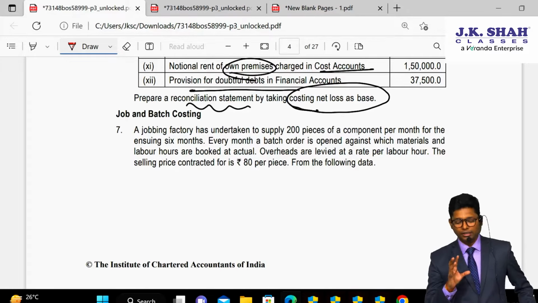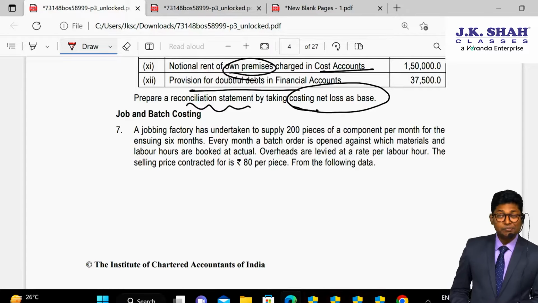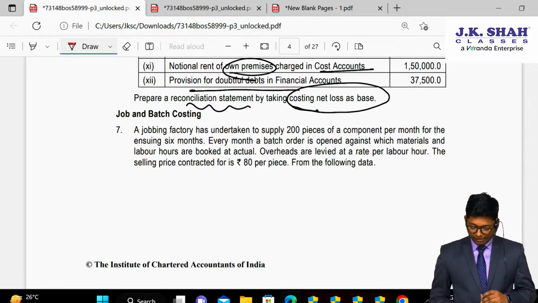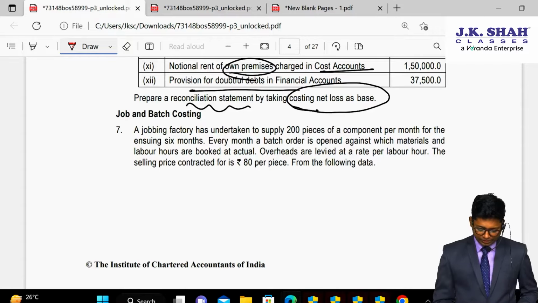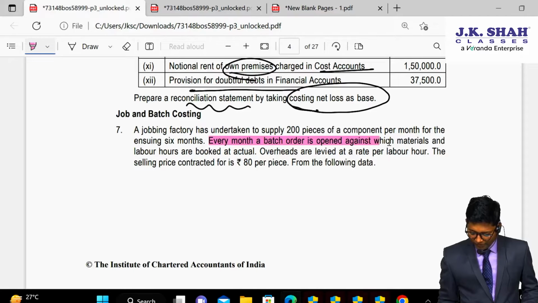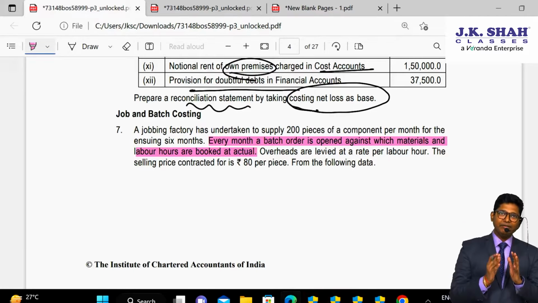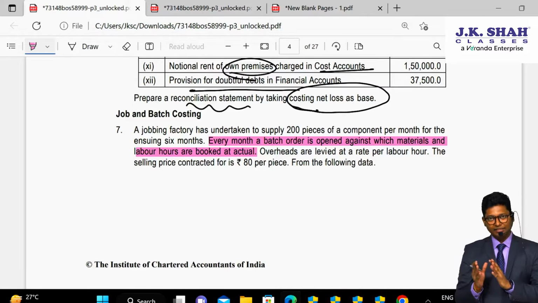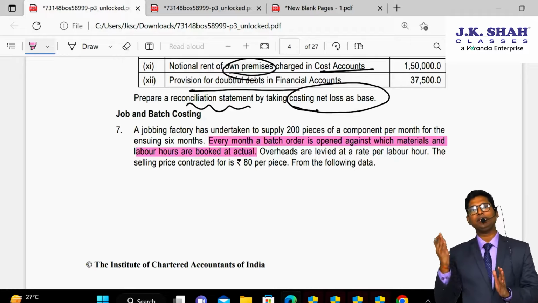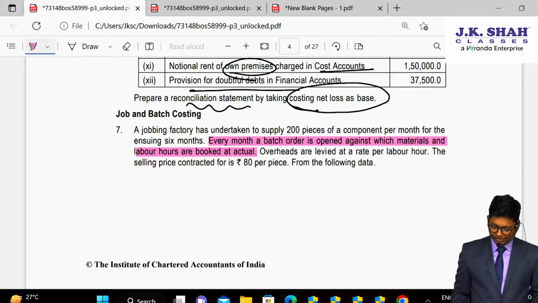Order quantity is 200 pieces per month. In 6 months data is given to us. Question simply says that every month a batch order is opened against which material and labor hours are booked at actual. Means every month they are starting with a new batch and by the end of the month they are completing the same. Month changes, batch also changes.